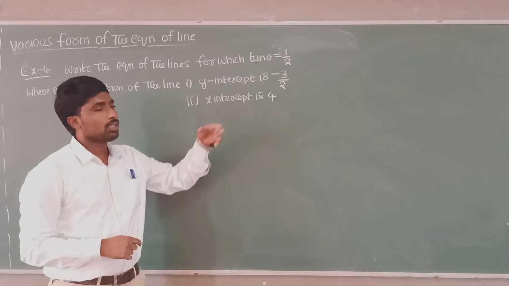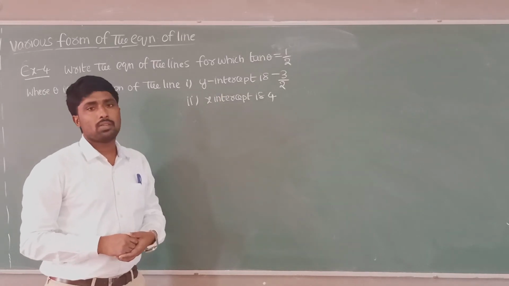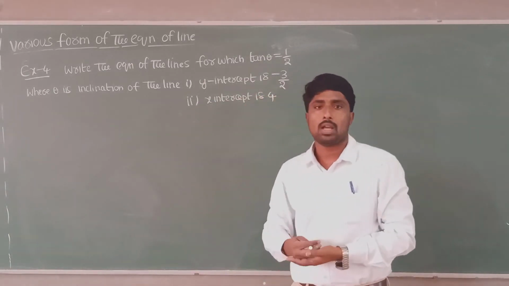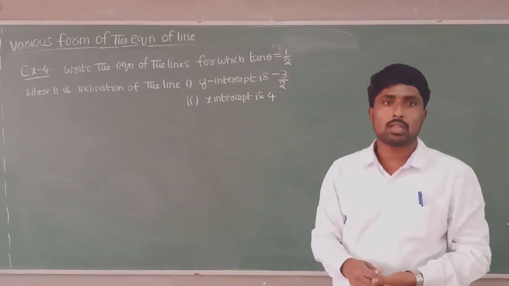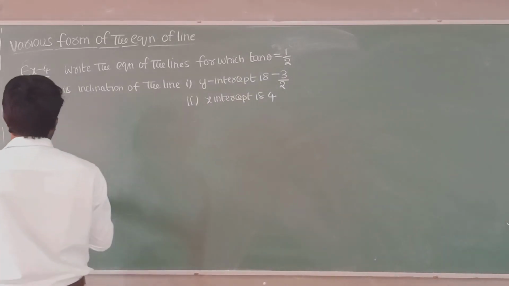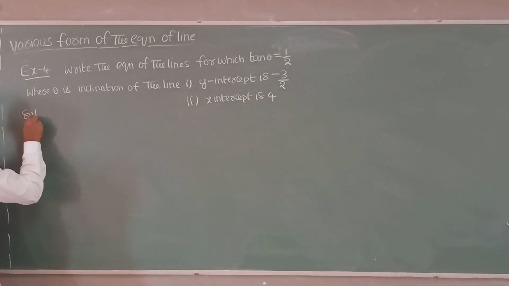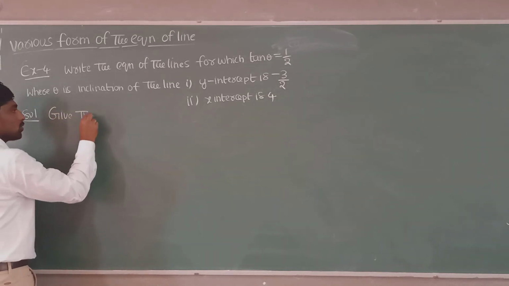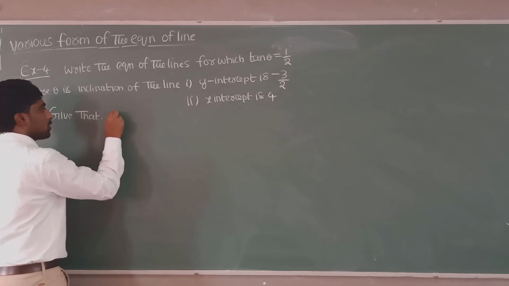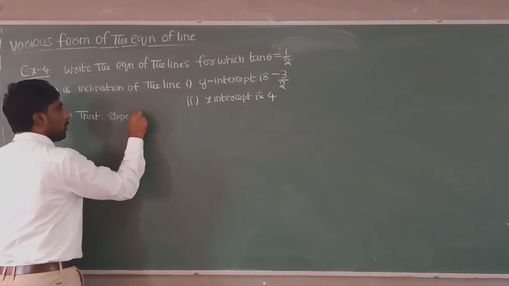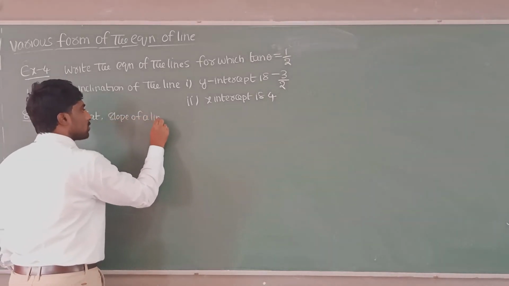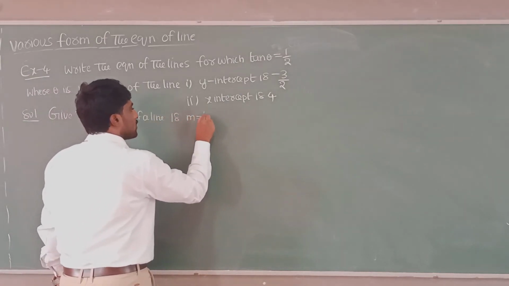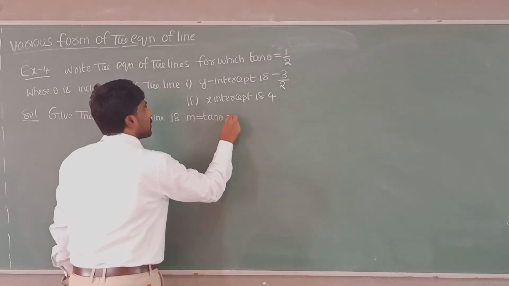Here they give the y-intercept c value and the x-intercept value. By using the y-intercept formula and the x-intercept formula, we have to solve this problem. Is it clear, everyone? Okay, so now all of you note down. Solution: given that the slope of the line is m equals tan theta, which is equal to 1 by 2.